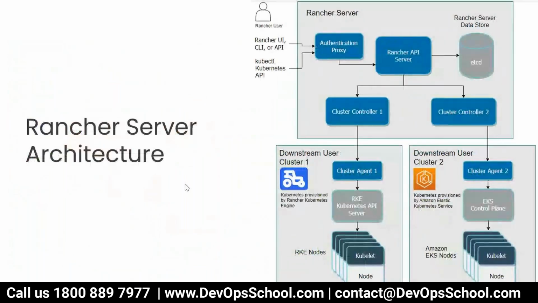This is the detailed architecture of Rancher server. Here you have a Rancher server which includes all these components of Kubernetes: Rancher API server, etcd, controllers and so on. There is one controller for each downstream project, so there's one controller for this downstream user cluster and another controller for this one. And these are the downstream Kubernetes clusters.